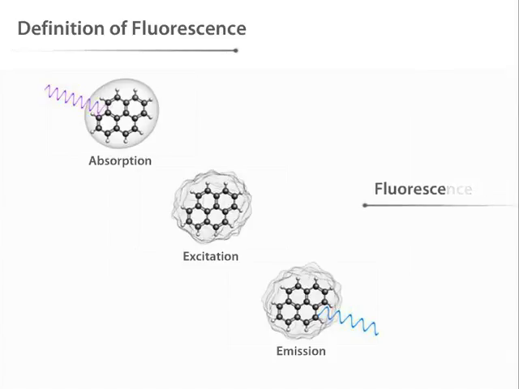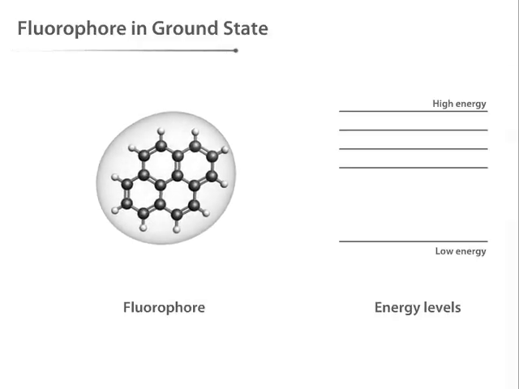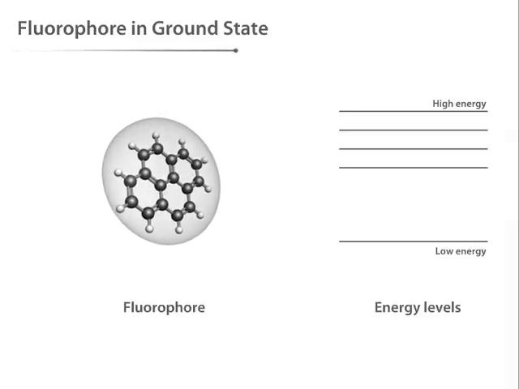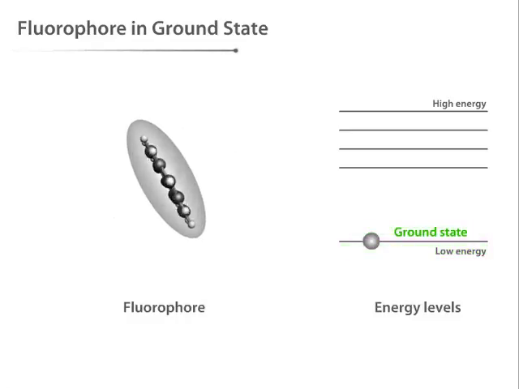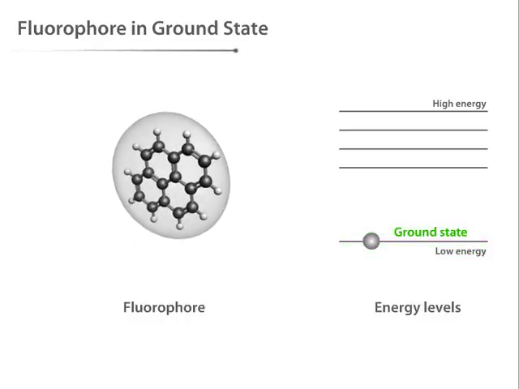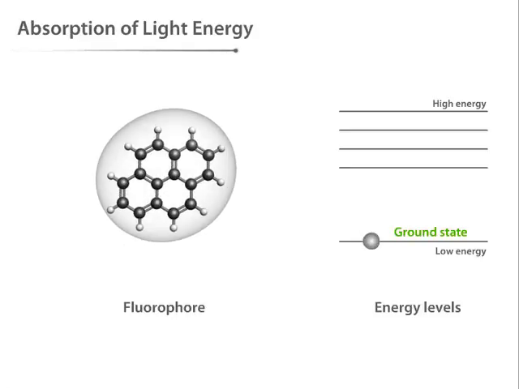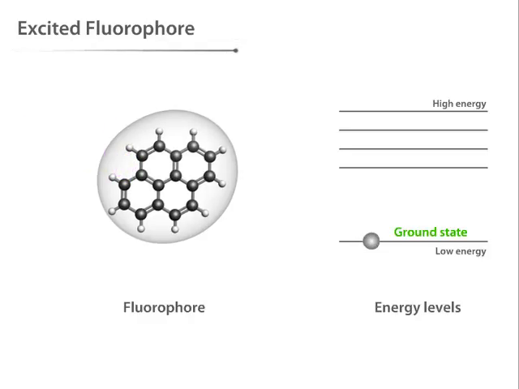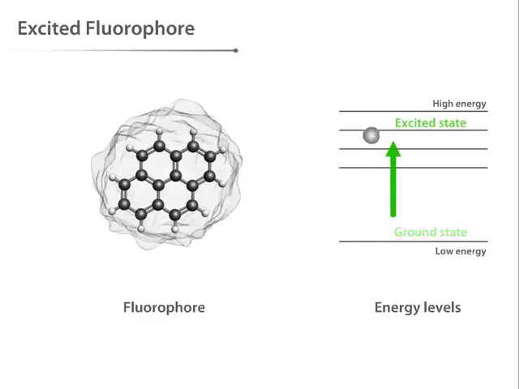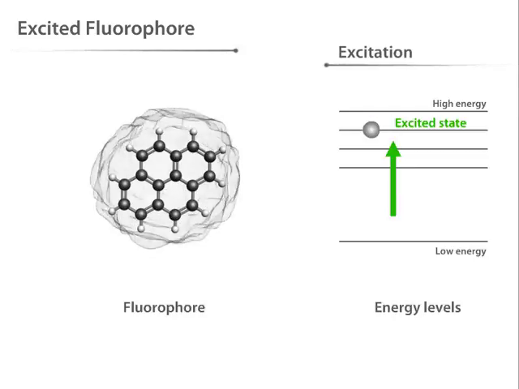To fluoresce means to emit light via this process. A fluorophore is a molecule that is capable of fluorescing. In its ground state, the fluorophore molecule is in a relatively low-energy, stable configuration, and it does not fluoresce. When light from an external source hits a fluorophore molecule, the molecule can absorb the light energy. If the energy absorbed is sufficient, the molecule reaches a higher energy state called an excited state. This process is known as excitation.